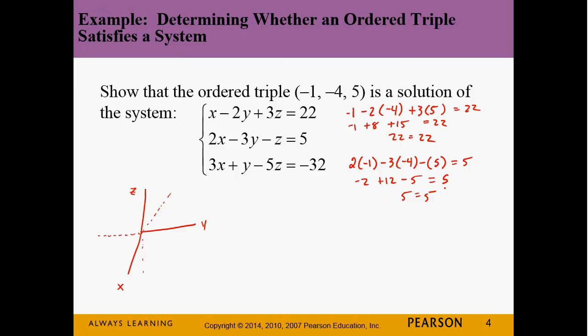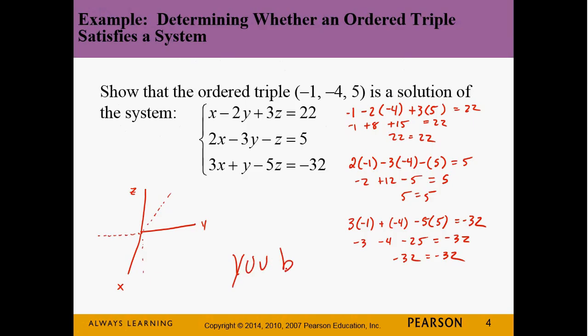Fingers crossed. Let's try the third one. 3 times negative 1 plus negative 4 minus 5 times 5 equals negative 32. Negative 3 minus 4 minus 25. Negative 32 equals negative 32. So is this a solution? You betcha. Okay? So it's no different than doing a two-dimensional version. You're just going to plug them in. Just takes you a little longer.